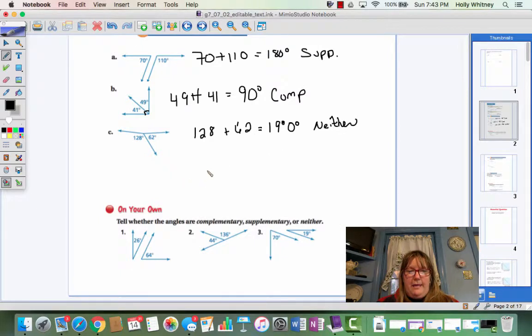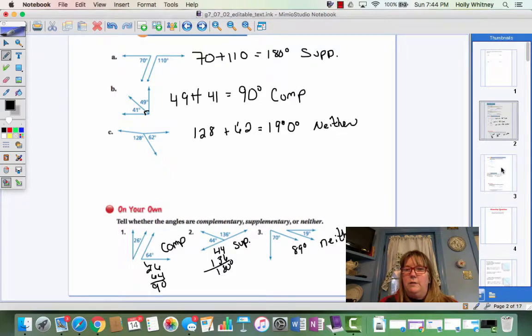So if I add these two together, I end up with 26 plus 64. That's 90 degrees. So those are complementary. If I add those up, I get 44 plus 136. That ends up being 180 degrees, so that's supplementary. If I add these up, I end up with 89 degrees, and that's close, but it's neither.